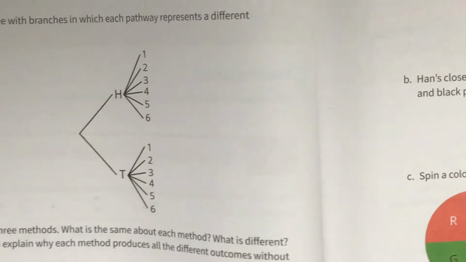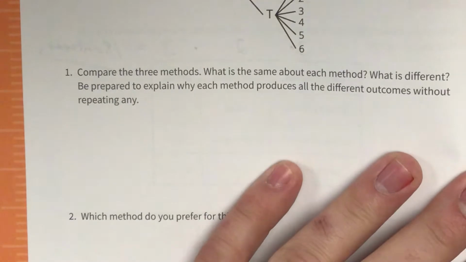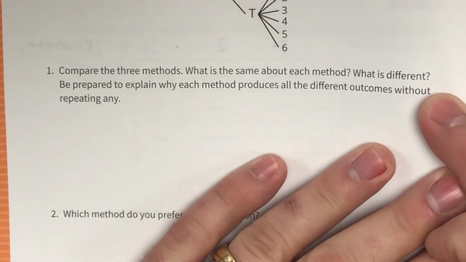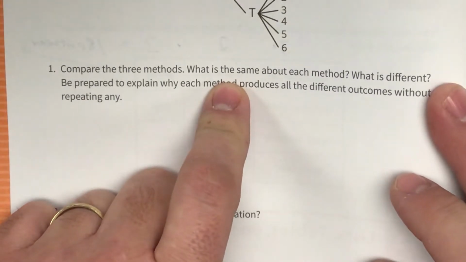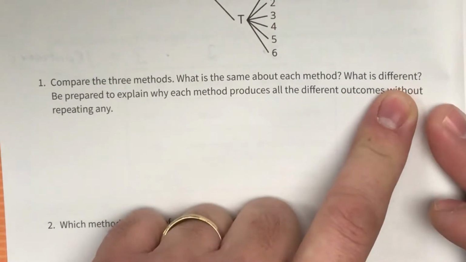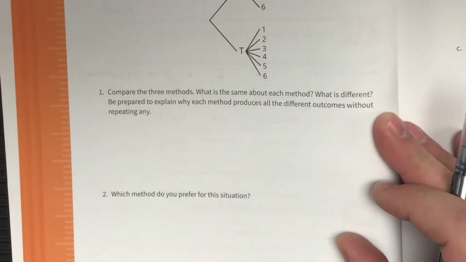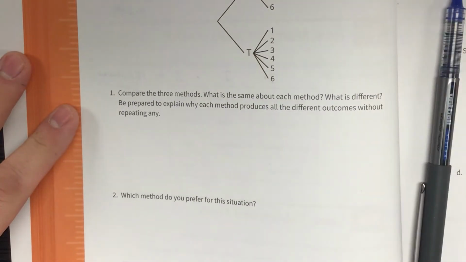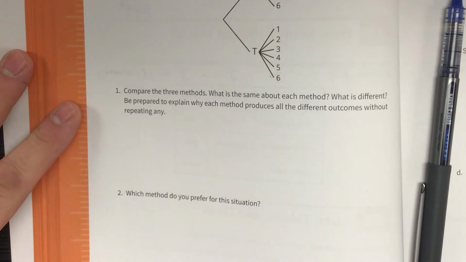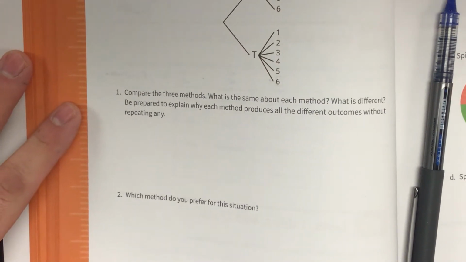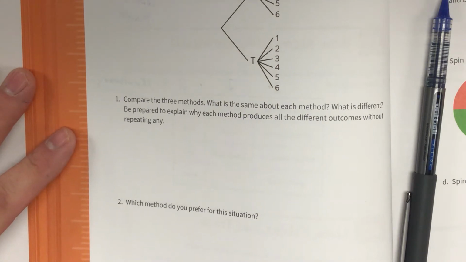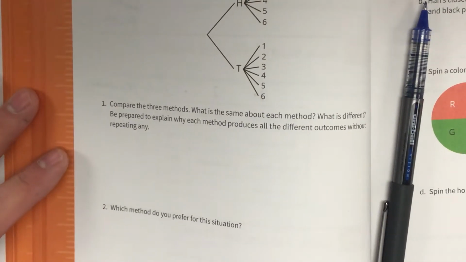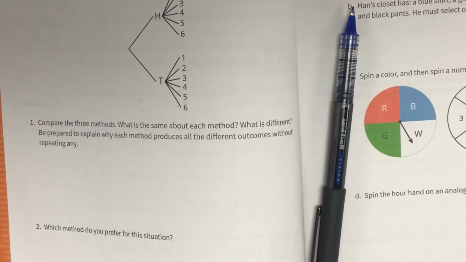Number 1, I would just like you to answer your own opinion here. Looking at the 3, what's the same about each method? Write down one thing that you notice is the same. What is one thing that is different? And be sure to explain why. Why does each method produce all the different outcomes without repeating any? And notice there's no repeating. And then answer number 2 as well. Which one do you prefer? What is your personal preference? If you had to choose one of those 3.